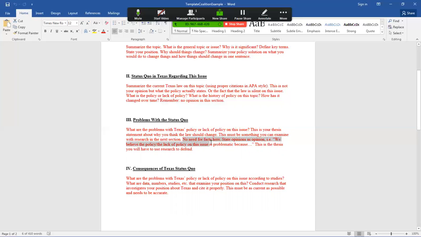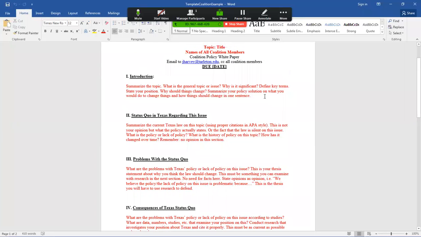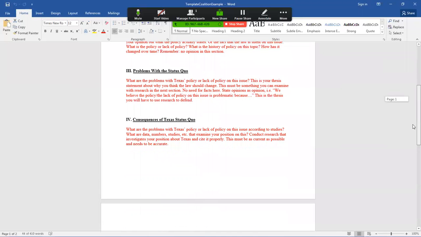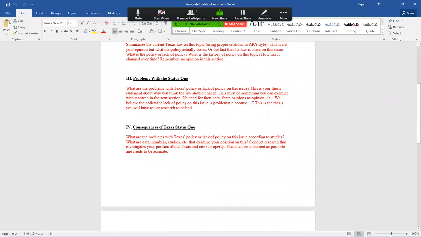There's no need for facts here, guys. This is because this is an opinion section. This is a normative, not a positive section. There need not be any citations unless you're defining something. But the truth is, guys, any definitions should have already gone up here, right? Remember, define key terms right there. So here, you don't need any citations for this. You're telling me what you think. You're telling me what your coalition thinks here.